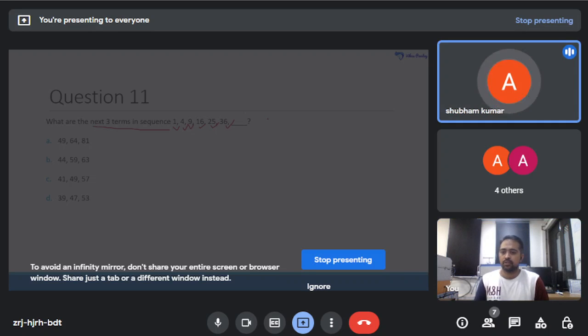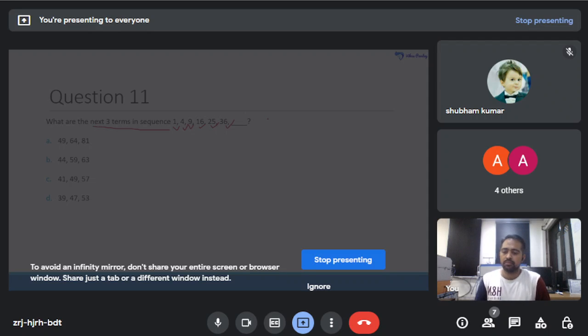Option A, 49, 64 and 81. How? Can you explain, Sugan? Sir, here we are just squaring. We can write 1 as 1 square, 4 as 2 square, 9 as 3 square, 16 as 4 square, 25 as 5 square and so on. So it is following a sequence. In the same way the next term will be 7 square, 49. Good. And then 64 and 81. Very good. So that is the correct answer.